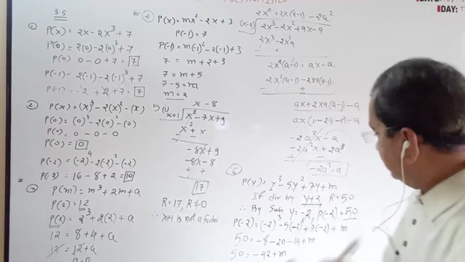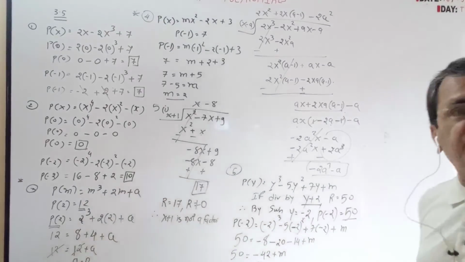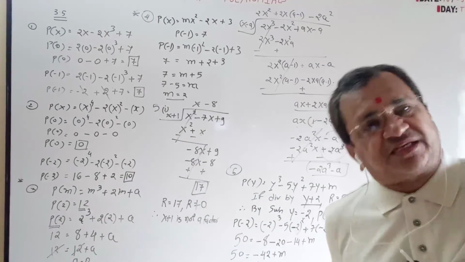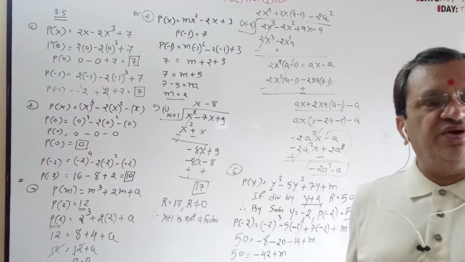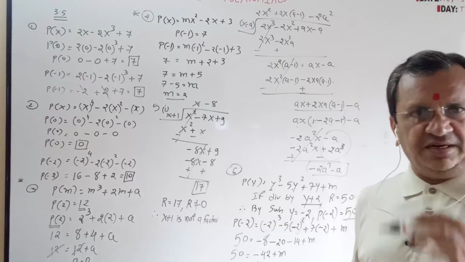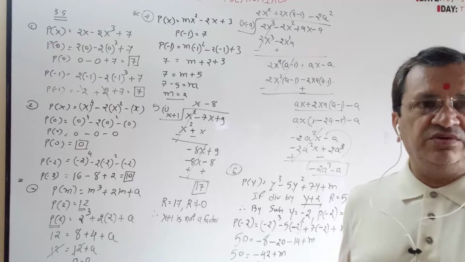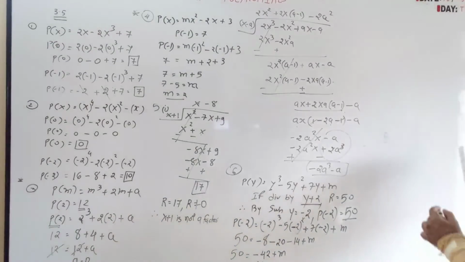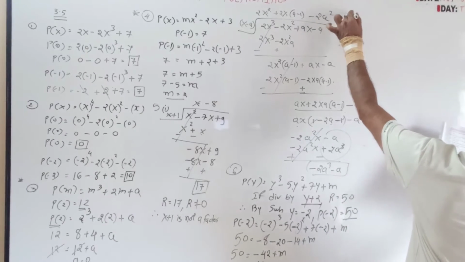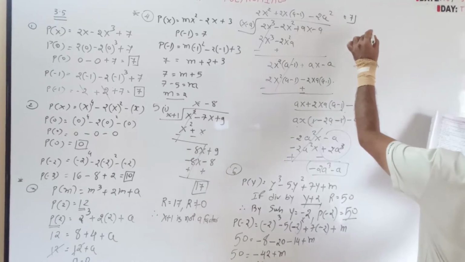Here the remainder is given as 15. When it is given that it is a factor, indirectly the remainder is given as 0. When it is a factor, the remainder will not be given, so it is 0. Here the remainder is given, so it is not a factor. Seventh question.